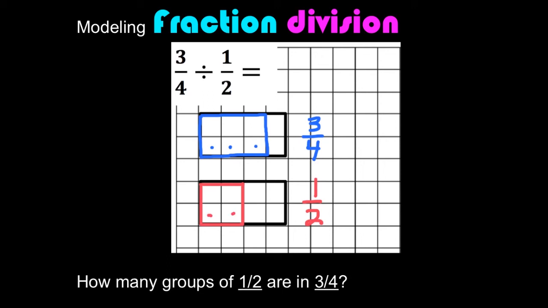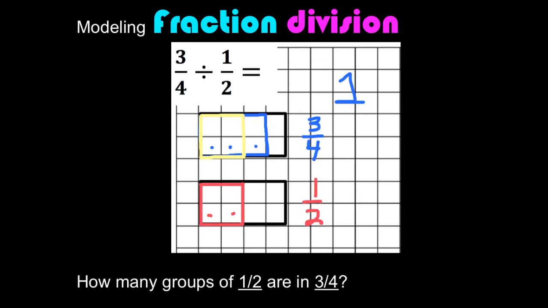And so the question is, how many groups of 1/2 are there in 3/4? And so let's go ahead and take a look at our 3/4 model. And let's go ahead and highlight where 1/2 is. So there's one group, and we have a remainder. And so with this, we know we have one group, and we have a remainder left here.